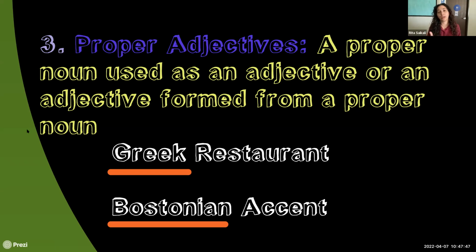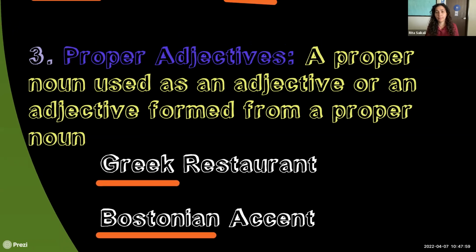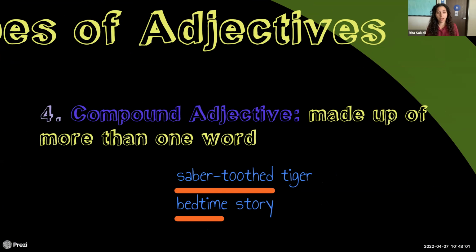We can answer, she is speaking in a Bostonian accent, which means that Bostonian here is used as an adjective. Okay? Awesome. Then we have compound adjectives. These are adjectives that are made up of more than one word.